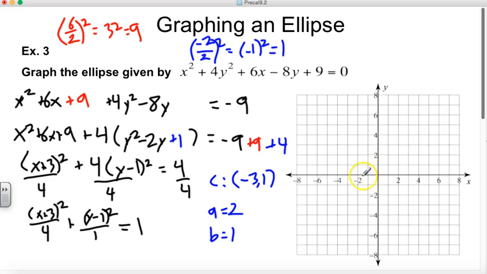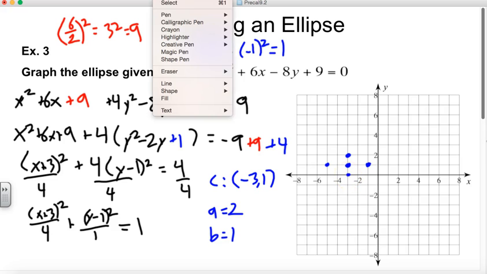So -3, 1. This is our center. A is 2, so that's the distance from the center to the vertices. Remember, this time A came from X. You always got to pay attention. Did A come from X or Y? So since A is under X, that means I'm going to go 2 on the X axis, so 2 horizontally. And then I'm going to go 1 vertically. So a pretty small ellipse right here on this one.